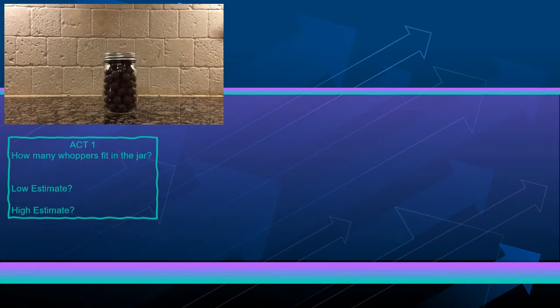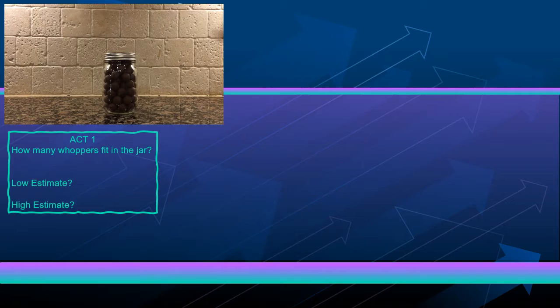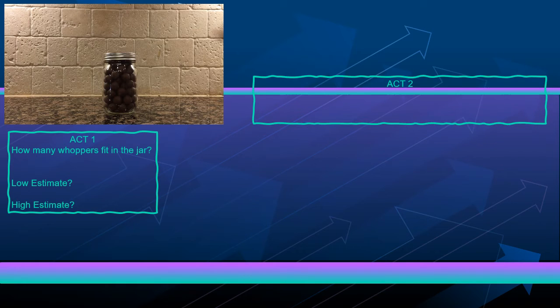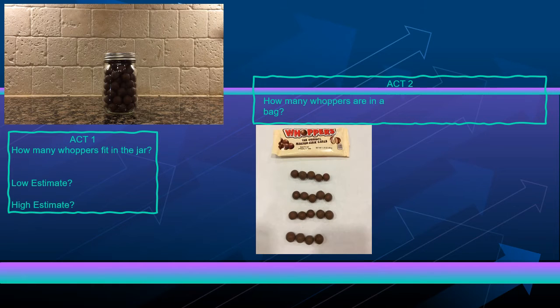Each student, no matter their mathematical abilities, can participate in this conversation. We encourage students to think, what is the lowest estimate and what is the highest estimate? And now they're wondering, how many Whoppers are in the jar? For Act 2, we want students to ask questions. What other information do you need to answer the question? For example, students will ask, how many Whoppers are in a bag? Because we saw some number of bags going in, and we can provide that information.